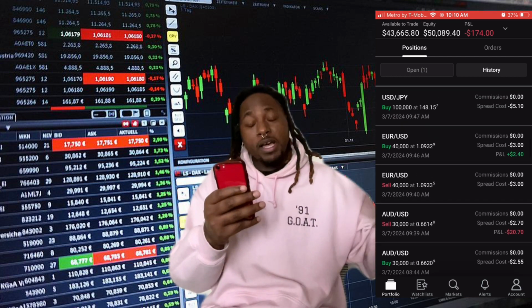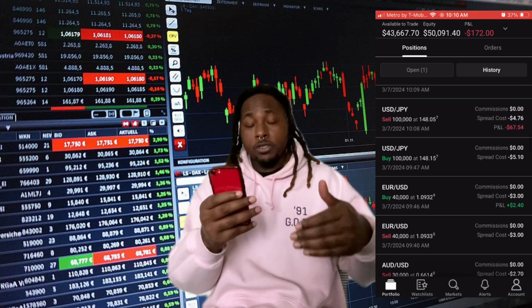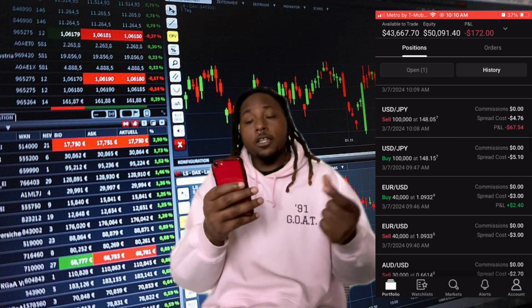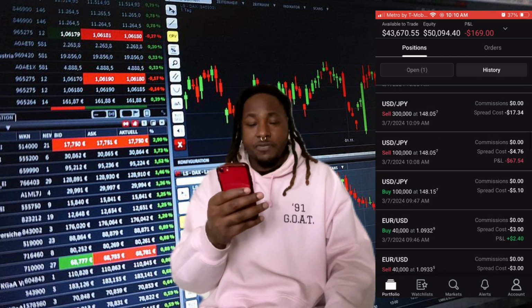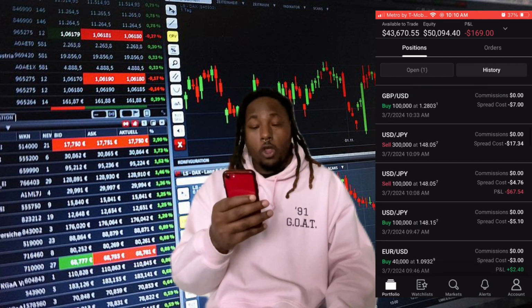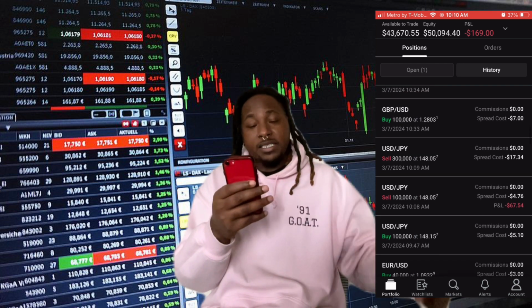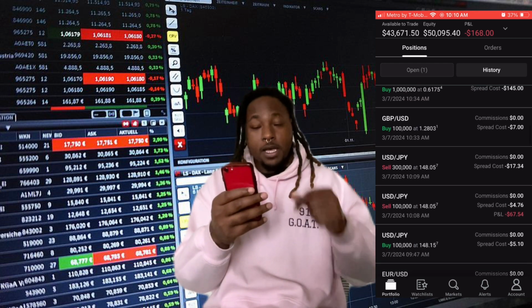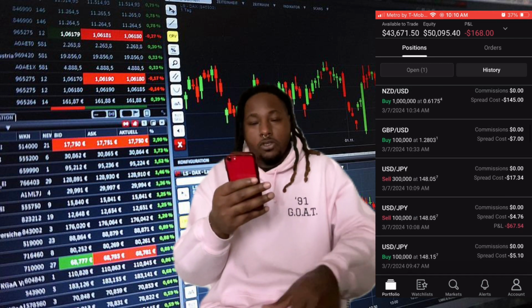I then got into an AUD USD sale, 30,000 units. I lost $20, and that spread cost $2.70. And then from there, the next loss is a USD JPY sale of 100,000 units, and I lost $67. I seen it doing the thing.